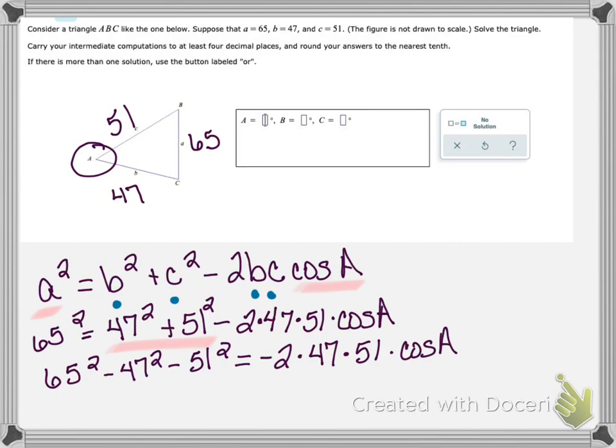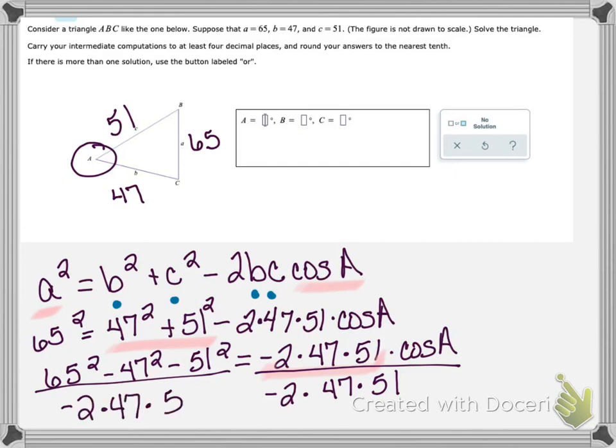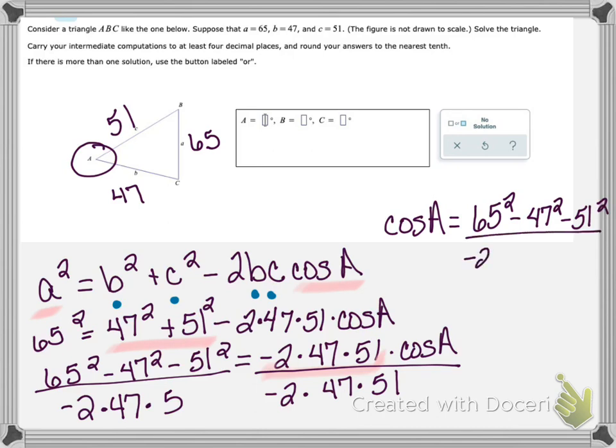Okay? Now, my next step is going to be to divide by all of this right here, negative 2 times 47 times 51. I am going to divide both sides by that. So the cosine of A is equal to 65 squared minus 47 squared minus 51 squared over negative 2 times 47 times 51.